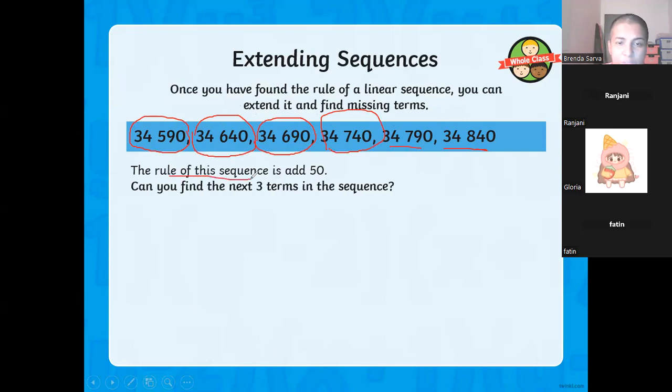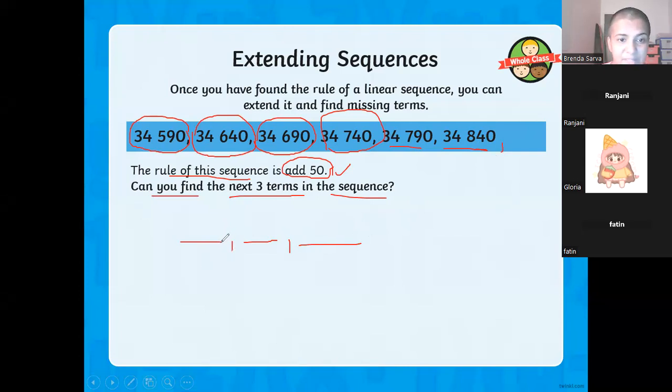Now, the rule of this sequence, they tell you, is add 50. They tell you already the rule, right? Can you find the next 3 terms in the sequence? That means tell me what's the next three numbers. They already tell you the rule, that is to add 50. Can you do that now? And put into chat. What are the next three numbers?